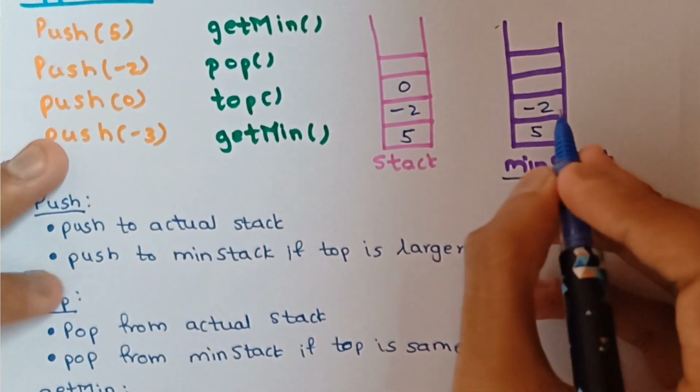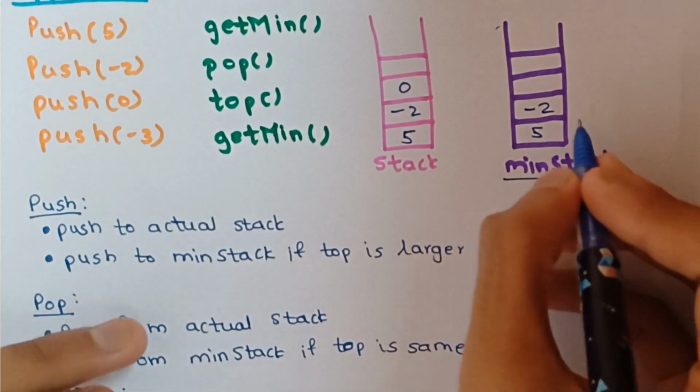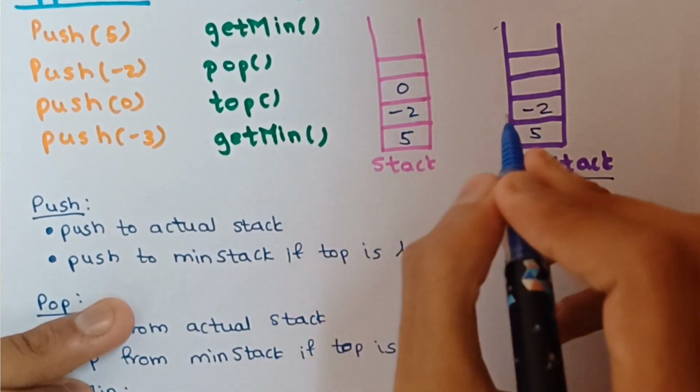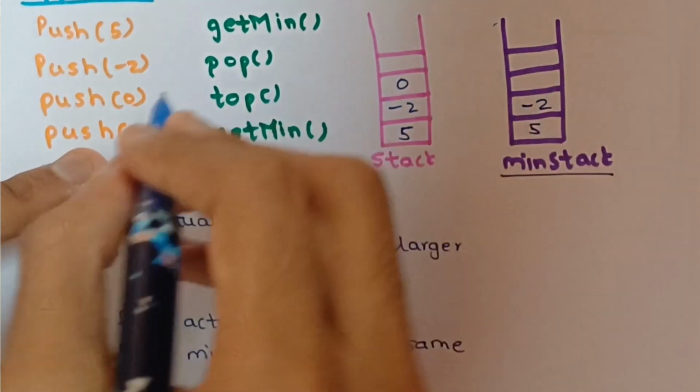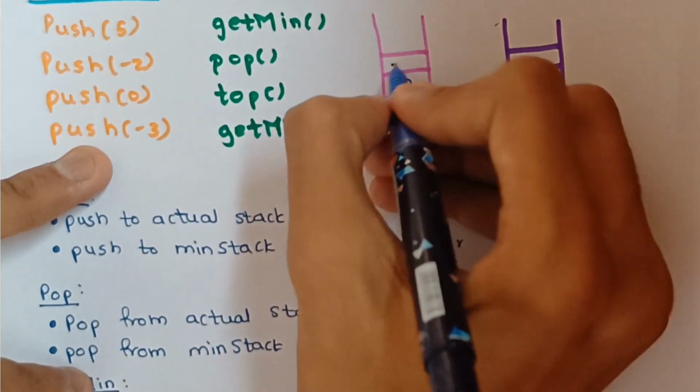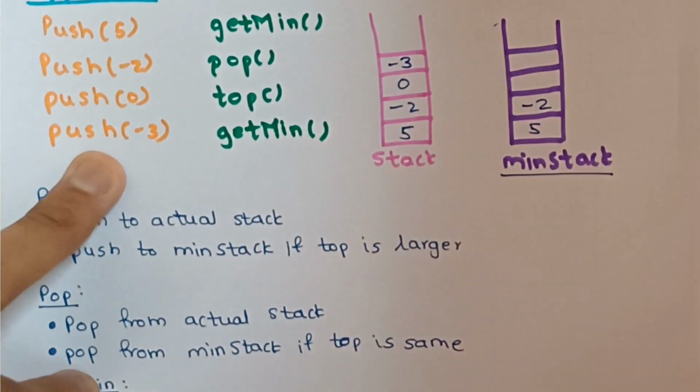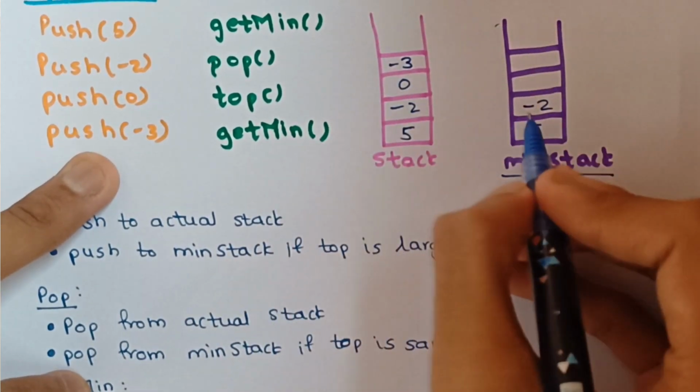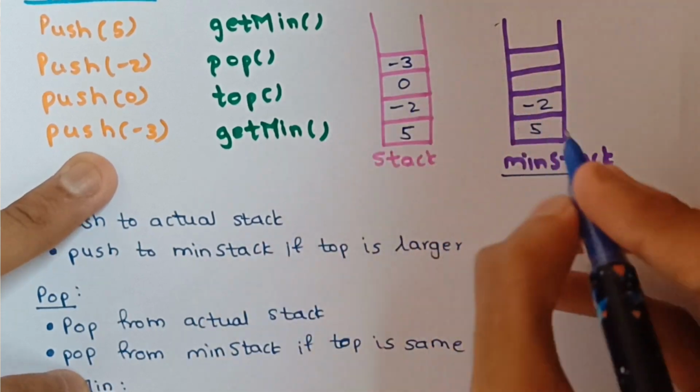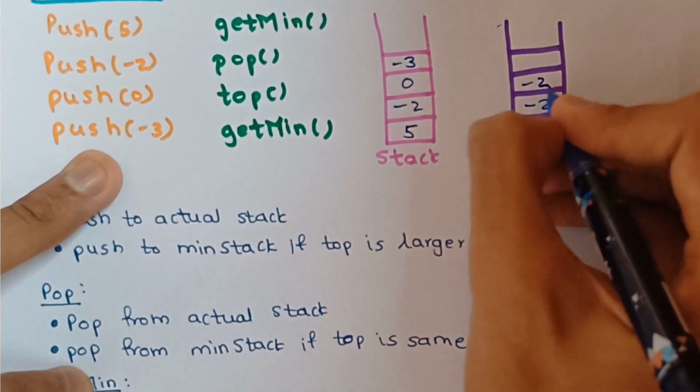Now we will see, 0 is larger than the peak element of the minimum stack, so we will not push it into the minimum stack. Okay, so we will move forward. Now we will push the -3 in the actual stack. Now we will compare this. -3 is less than -2, so we will push -3 in the minimum stack also.